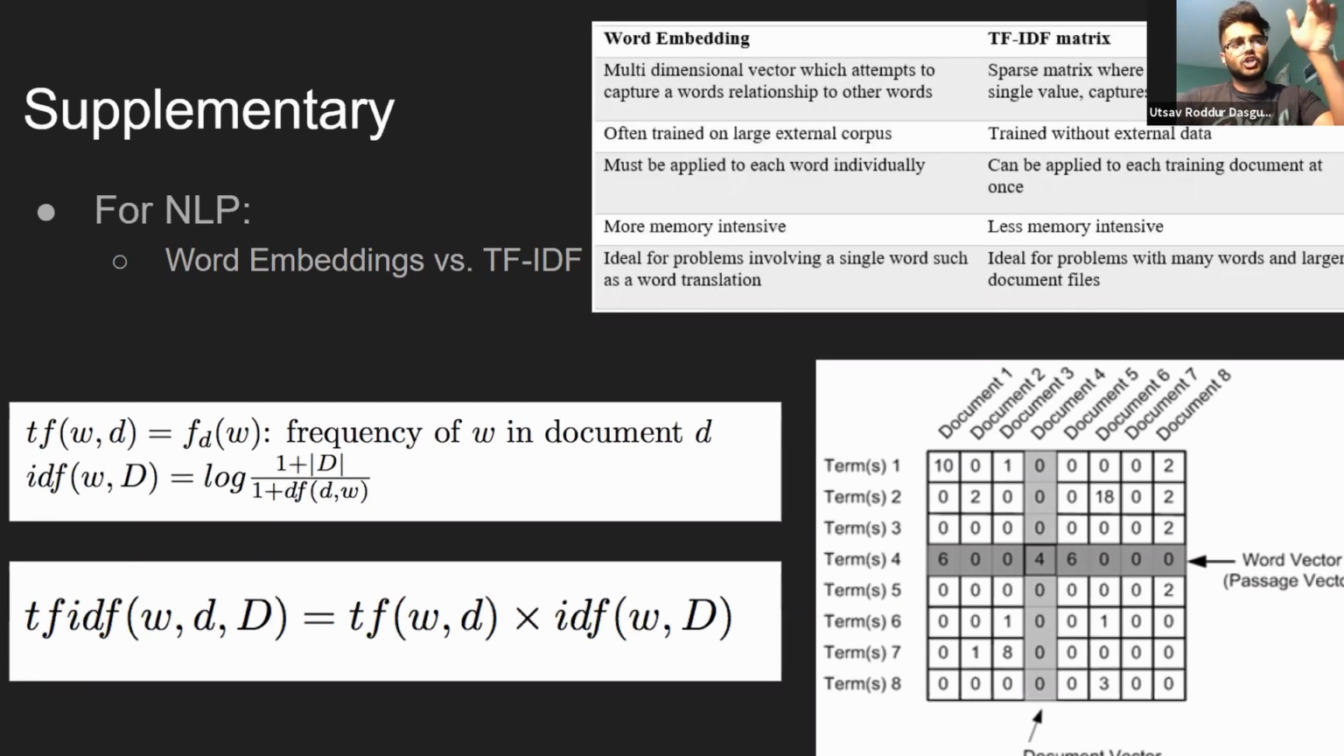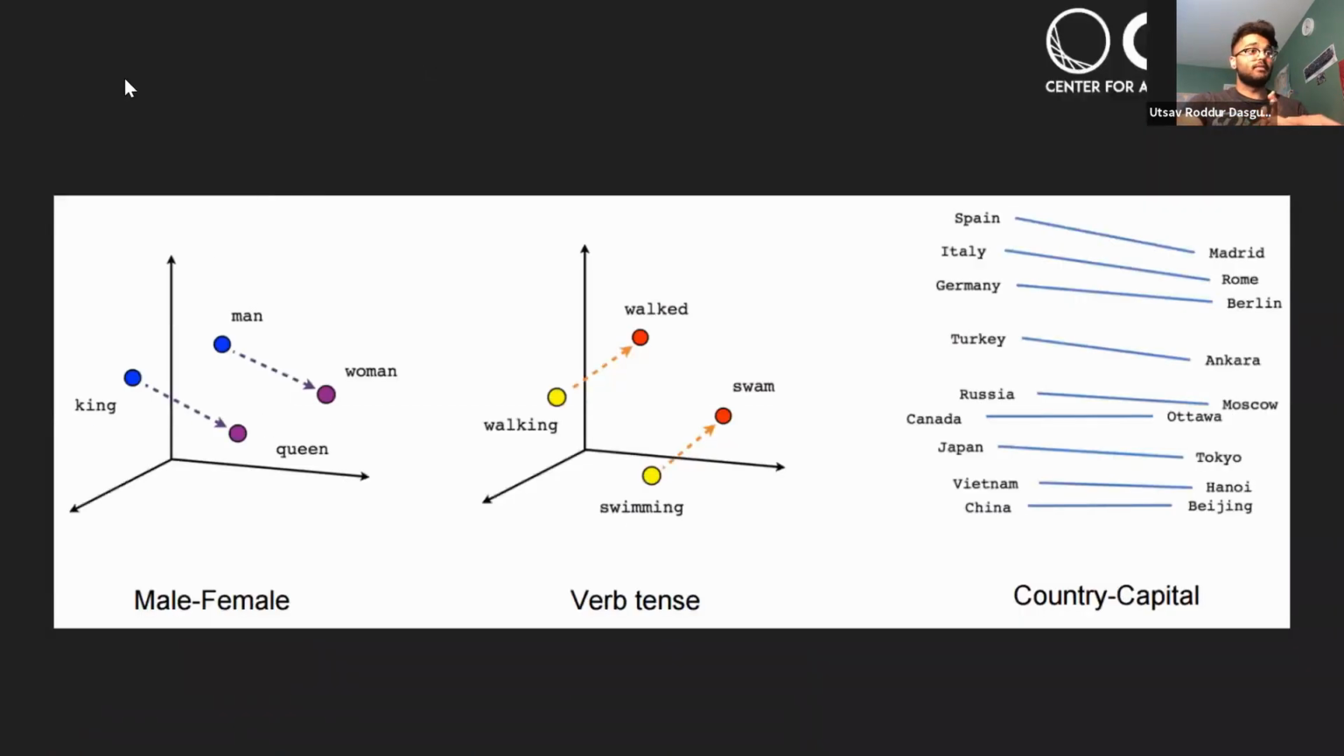But this slide is just showing another way, which is not as meaningful. It's called TF-IDF. It stands for term frequency inverse document frequency. Basically there are some pros and cons to it.